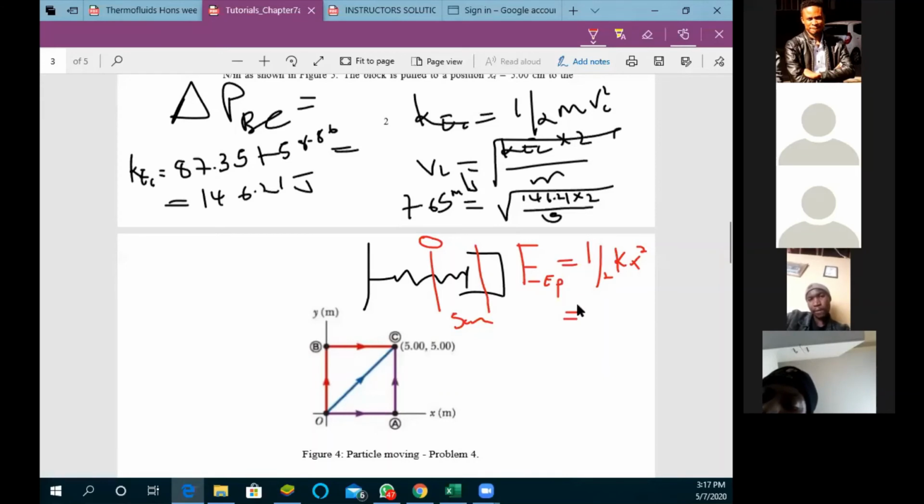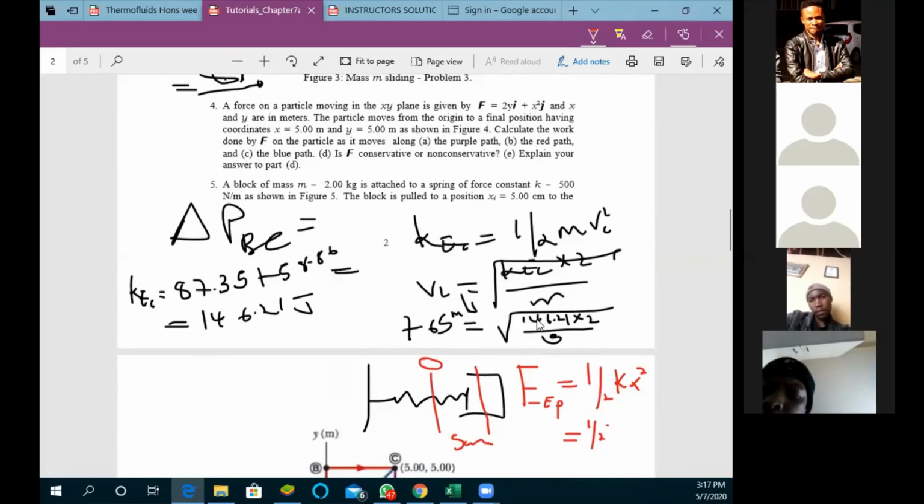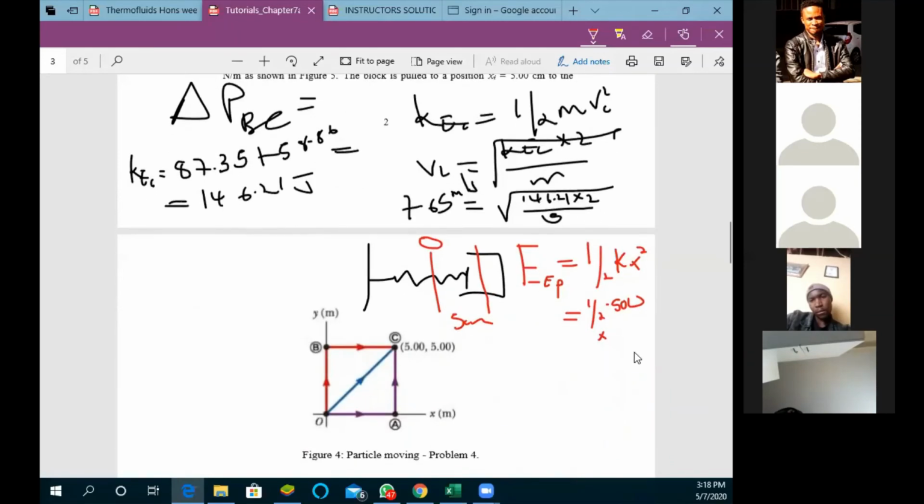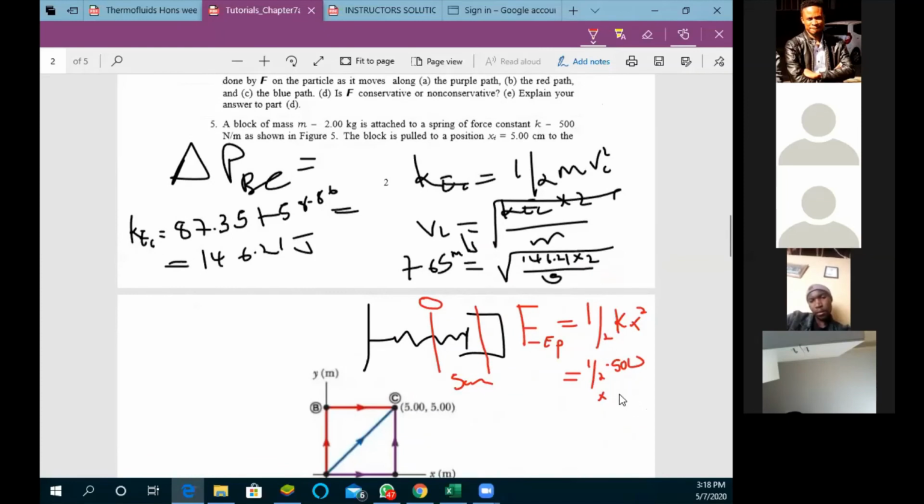Okay, so now we're going to find the potential energy. Let's substitute half times the k constant, which is 500, times the distance of 5 centimeters, divided by 100, which gives us 0.05, squared. I'm getting 0.625 joules. Are you also getting that?